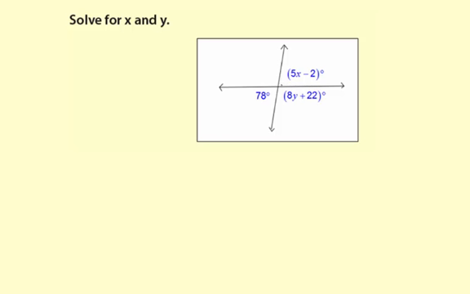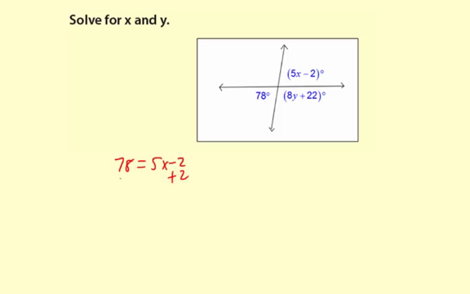Now in my mind, the simplest way to start is with the vertical angle situation. 78 degrees and 5x minus 2 form vertical angles. So let me write that equation. They have the same measures. So I can write 78 equals 5x minus 2. And we're going to go ahead and solve for x.